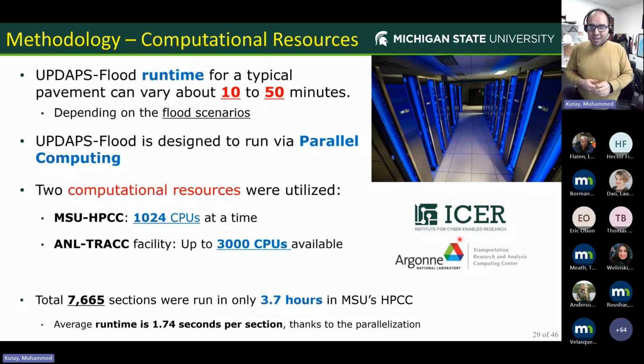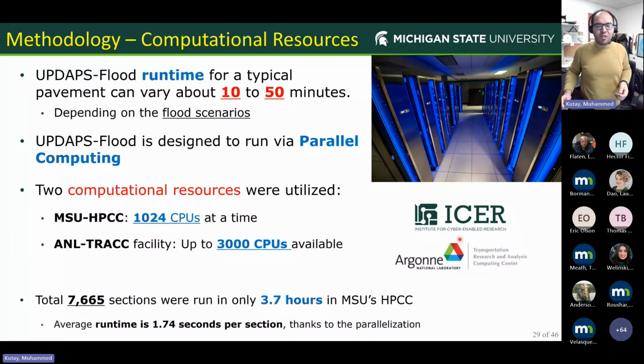The last thing I want to talk about is the computational resources we are using. Each UPDAPS-Flood run can take between 10 to 15 minutes and even more. It depends on the pavement structure, the traffic, and the number of floods, especially because it changes the analysis from monthly to daily. So it is a very big variation of the runtime. We are designing UPDAPS-Flood to be compatible with parallel computing, and we have two computational resources available to us.